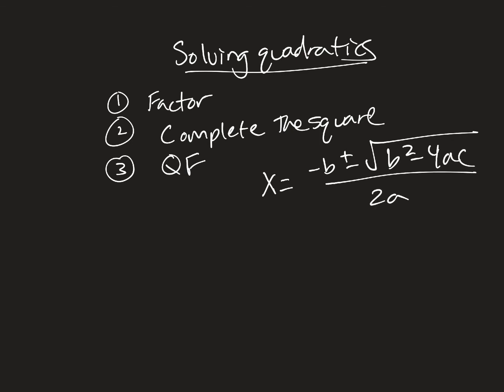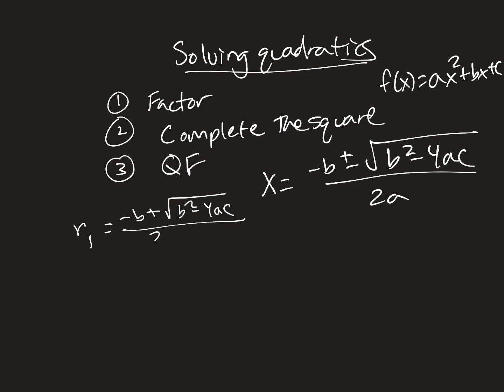And these a, b, and c just refer to the coefficients when your quadratic is in standard form, like this. Okay, so there's two roots here. One root is negative b plus the square root of b squared minus 4ac, over 2a. And the other root is just negative b minus.